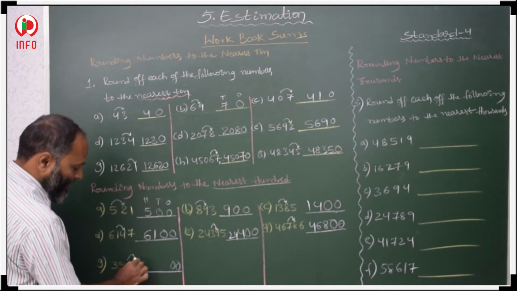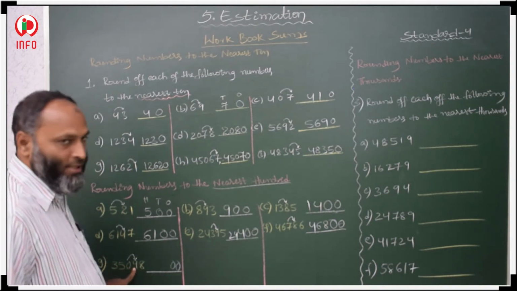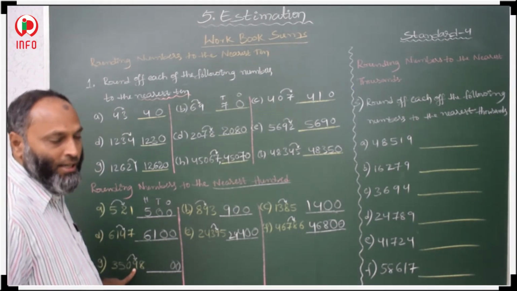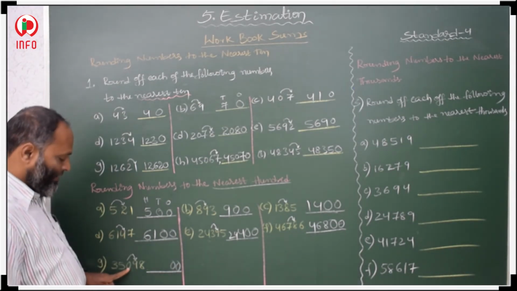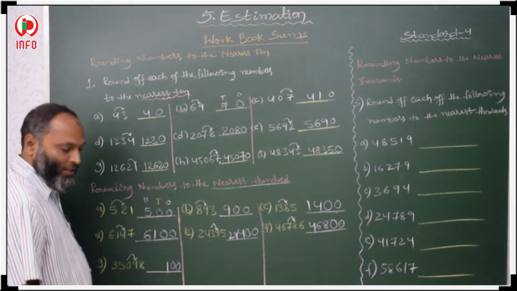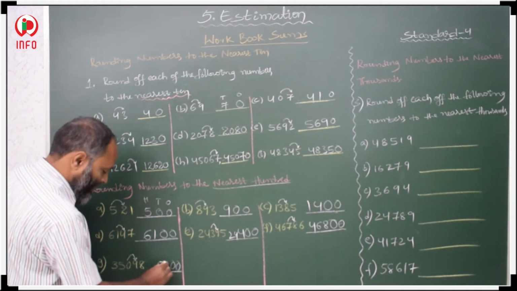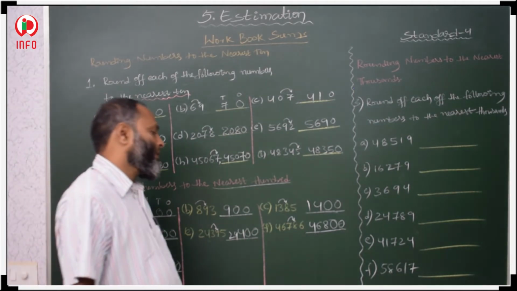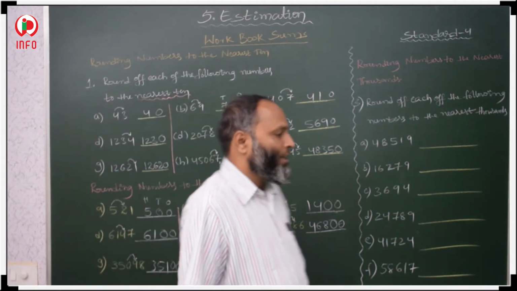And what is there in the tens place? Tens place 9. 9 means it is greater than 5. If it is greater than 5, add plus 1 to this: 0 plus 1 is 1, that you have to keep. Then the thousands place and 10,000 place are the same. In this way we have to round off to the nearest 100.